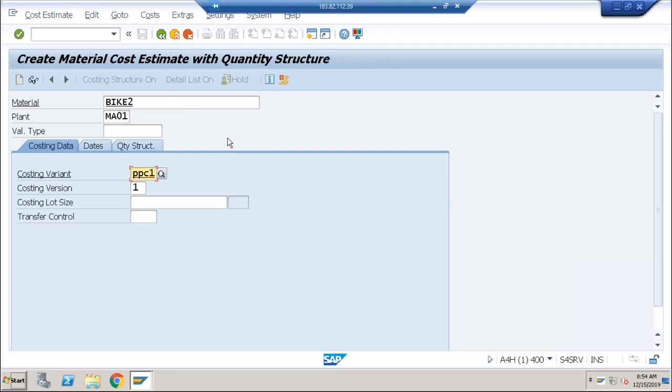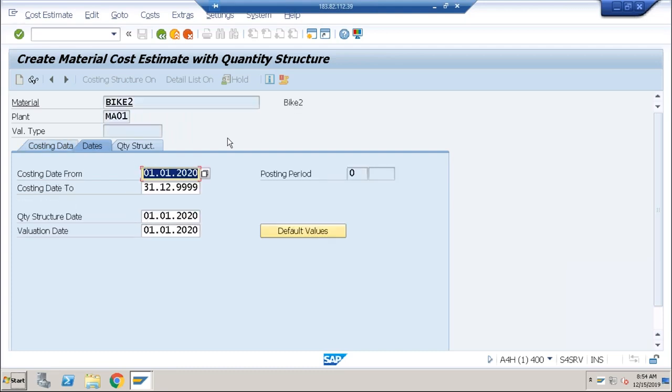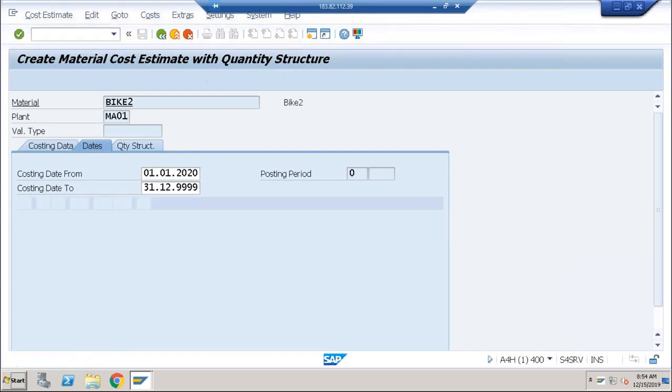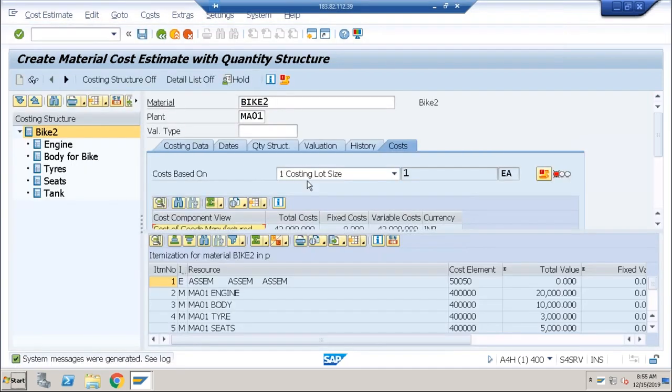So if I press enter now, within bike there are some components required and some activities required, right? You can see the system is able to calculate the cost. There is a red mark, which means there is some error. We will try to see what exactly the error is, but you can see these are the components. I have engine, body, tires, seats and tank. Those are the raw materials.